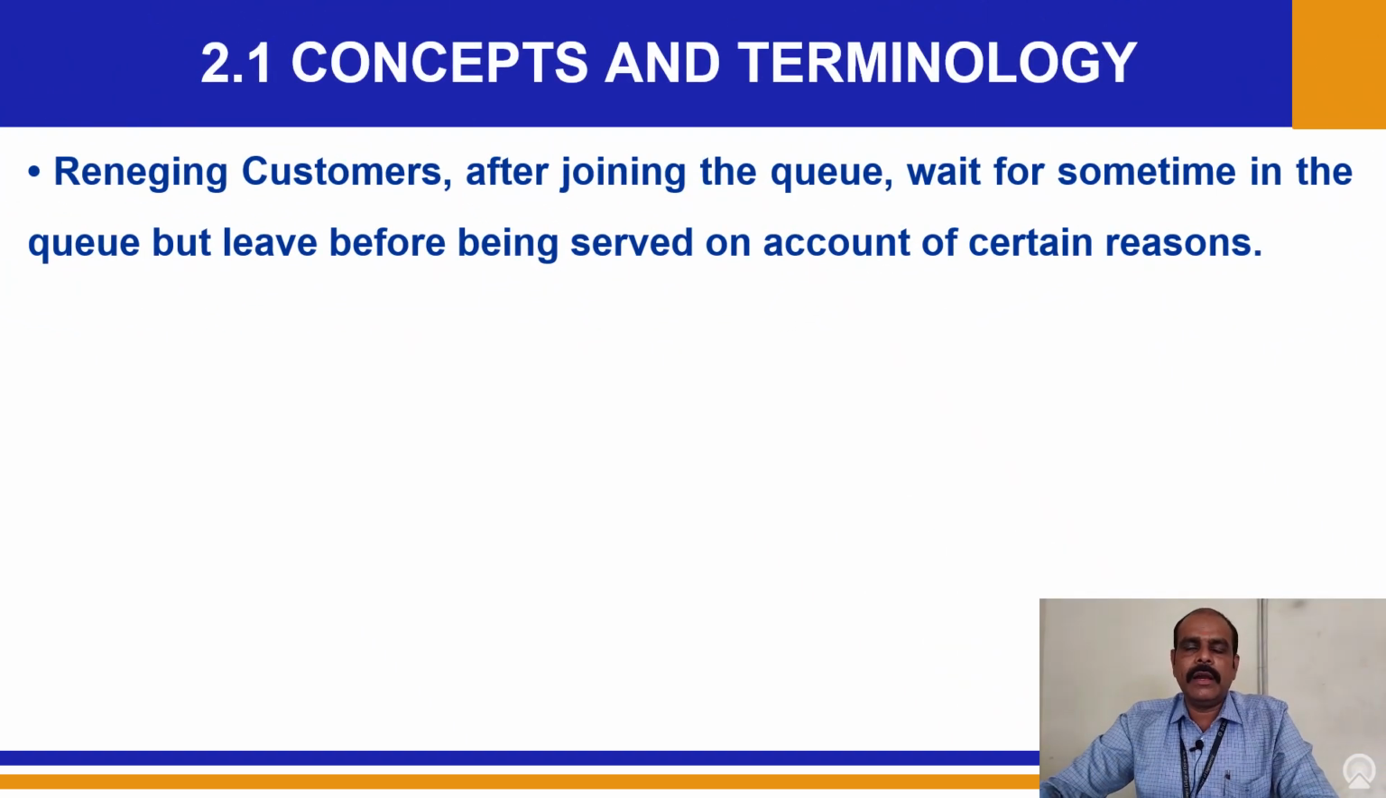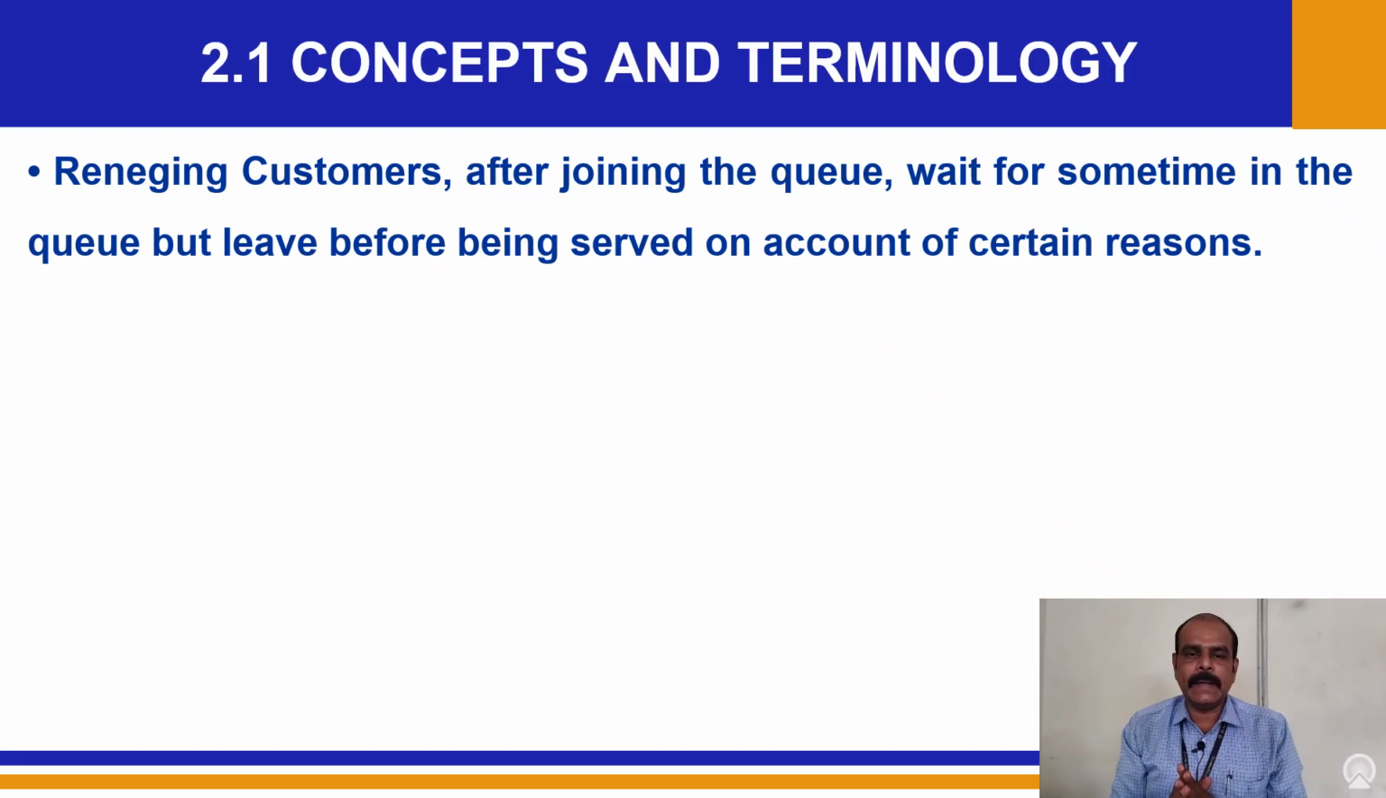Second, reneging customers. After joining the queue, they wait for some time in the queue but leave before being served, on account of some reasons. They join, they stand for some while, and they get frustrated and they just leave the queue. They are not interested in the service. So balking means they look into the system, they calculate on their own, and they don't gain confidence and they don't join the queue at all.